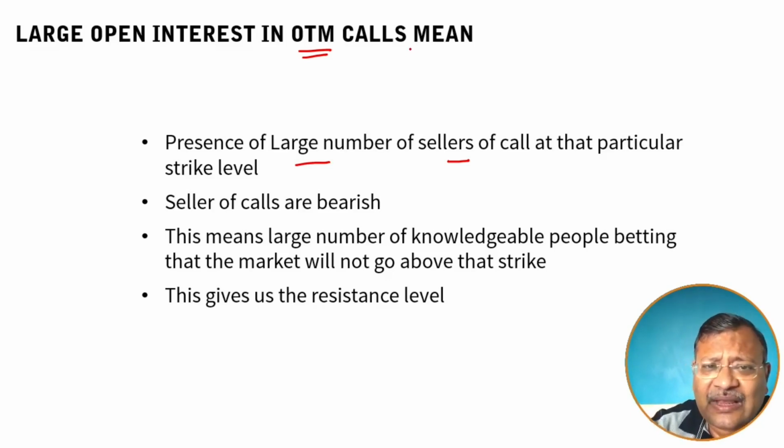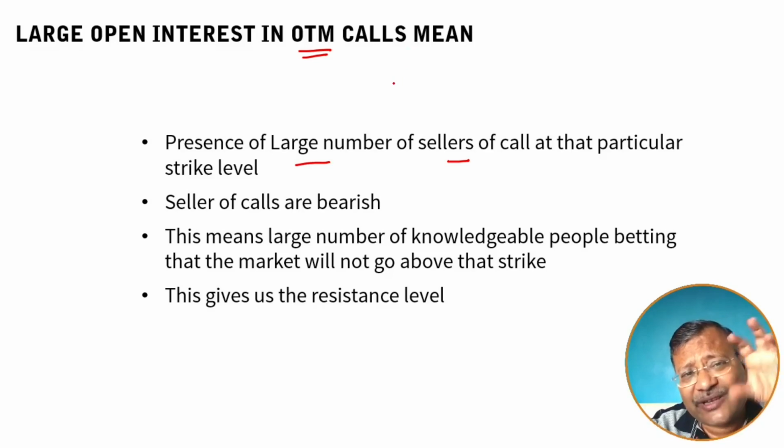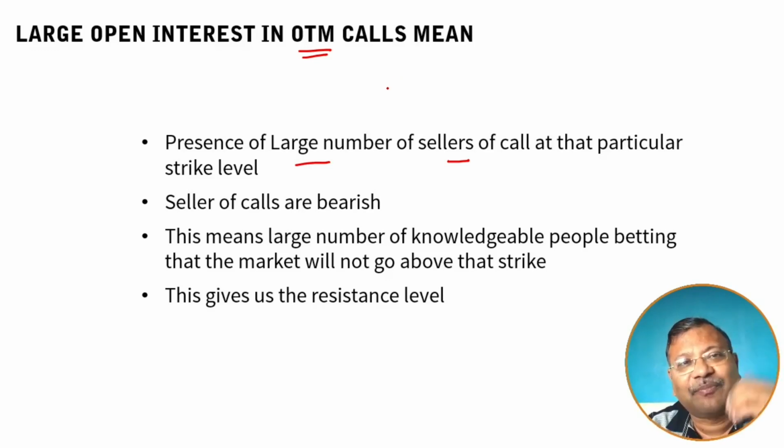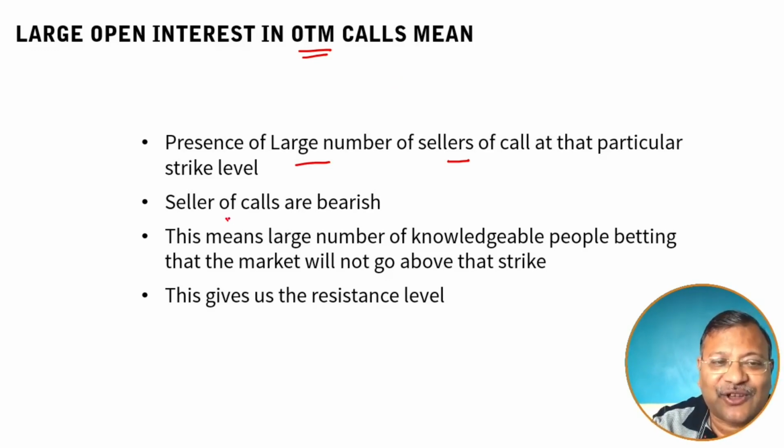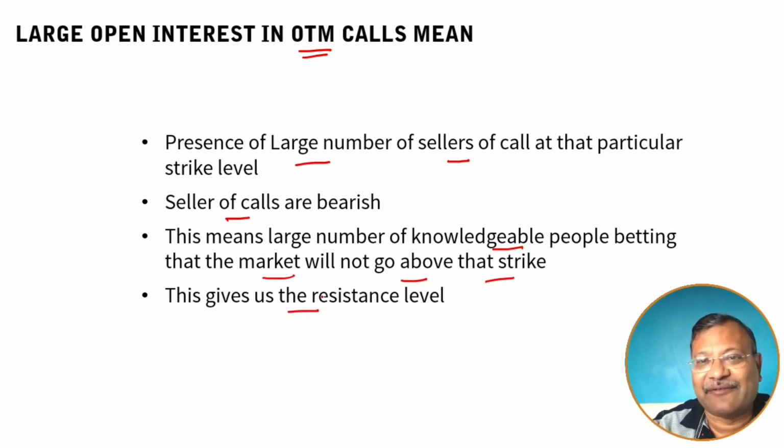Now, remember, selling a call is bearish. That means large number of people who are selling the options are of the view that the price will not go above that particular strike level. So sellers of call are bearish. This means large number of knowledgeable people are betting that the market will not go above that strike level, and this gives us the resistance level.